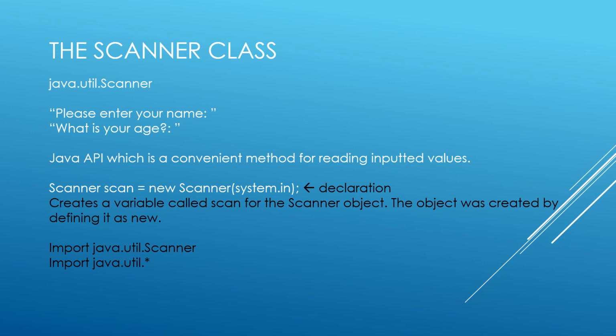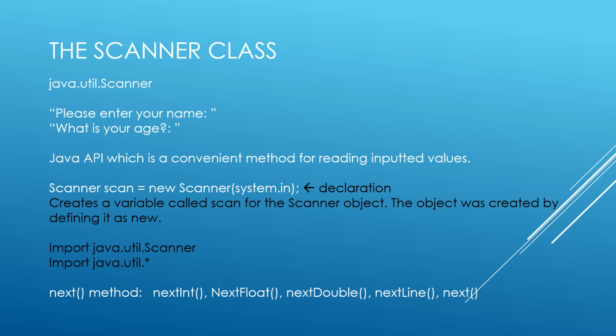When using the scanner class, we need to also tell Java, after saving the inputted information, go to the next line of the instructions. To do this, we create the next method. This can be nextInt, nextFloat, nextDouble, nextLine, or even just next.